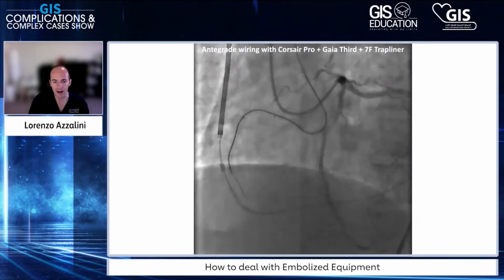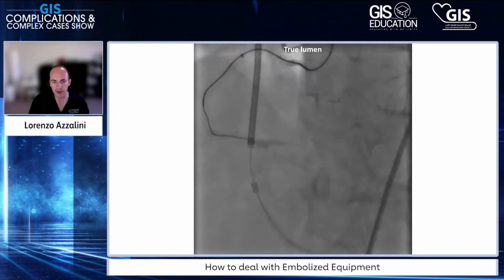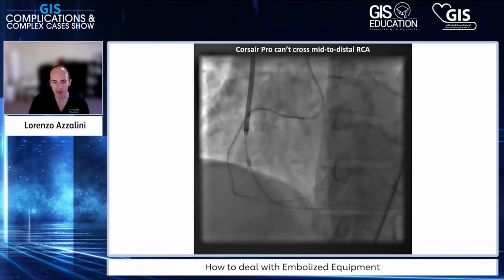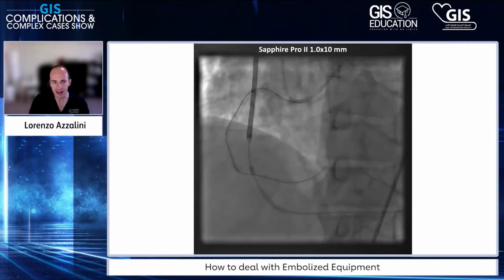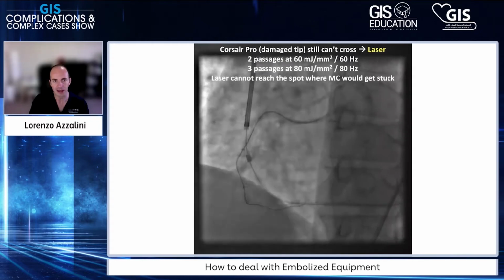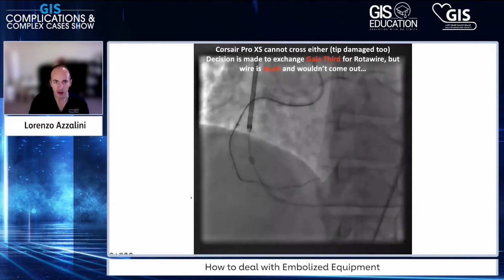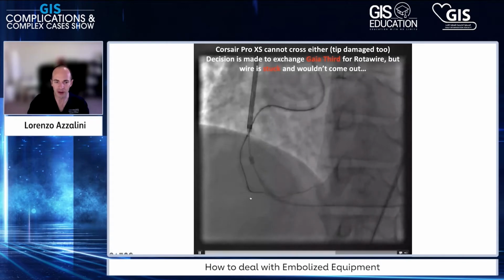So this is a case of an RCA CTO with severe calcification. The lesion was wired antegrade. As you can see here, we are able to reach the true lumen, but then we have trouble advancing the microcatheter. We perform balloon dilatation, we change microcatheter, we use a guide catheter extension, nothing works. We perform laser, but the laser cannot get to the most calcified area, which is just right here at the curve. So we try to advance at this point a new wire, a RotaWire for rotablator, but the wire that crossed the occlusion, a Gaia Third, could not be retrieved.